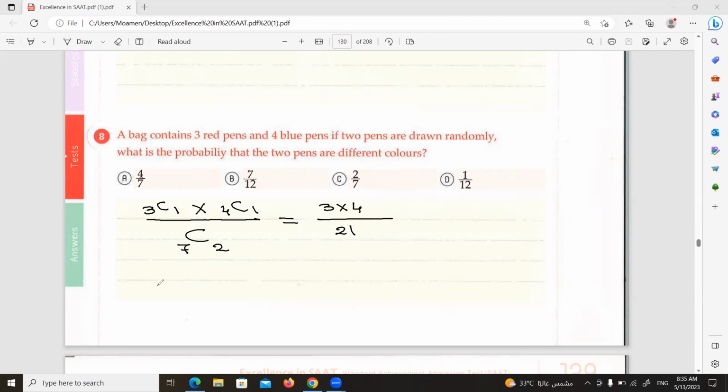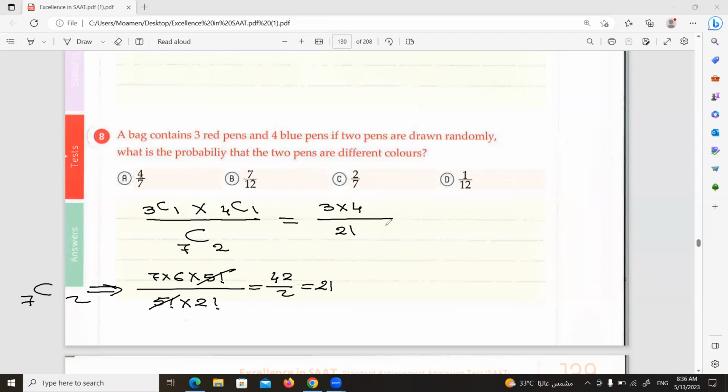How do you get the result? Because NCR, for example, I get this. It's 7 multiplied by 6 multiplied by 5 factorial, because if you get the difference here, it will be 5 factorial multiplied by 2 factorial. Cancel this with this. So you have here 7 times 6 equals 42. 42 divided by 2 equals 21. So this is the way to get the NCR for 7C2. By the same way, you can get 3C1 and 4C1. So the result will be 12 over 21.